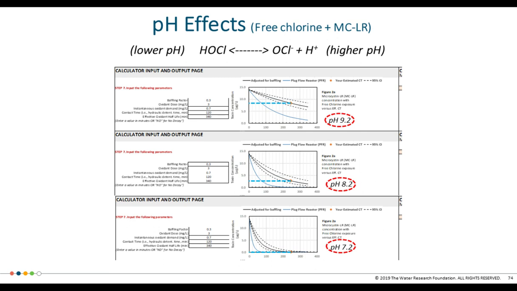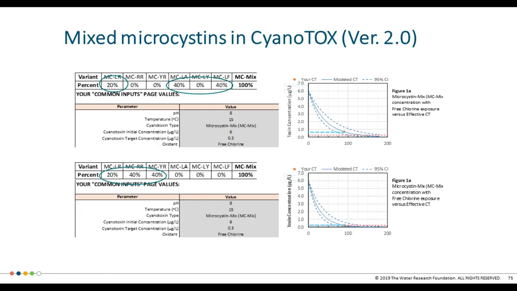Another thing that we can look at are pH effects. So we all know that free chlorine is hypochlorous acid and hypochlorite. 2 forms, the pKa is about 7.6. So above that, you're a majority hypochlorite. Below 7.6, you're a majority hypochlorous acid. Hypochlorous acid is about 100 times stronger oxidant. So here's pH 9.2. We get some removal, not great. If we go to 8.2, we get much better removal because we're shifting over to hypochlorous acid. And if you go to 7.2, you get much better removal. So again, we can use CyanoTOX for looking at water quality parameters.